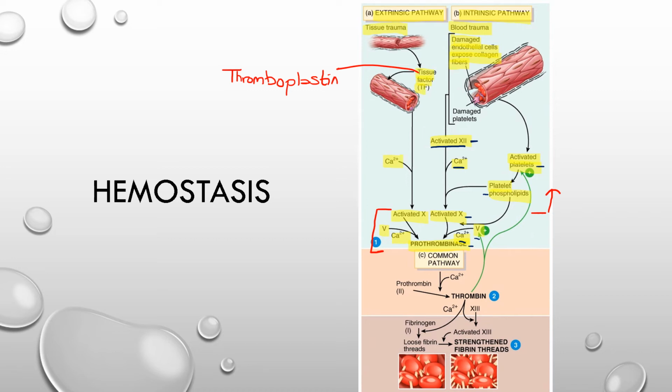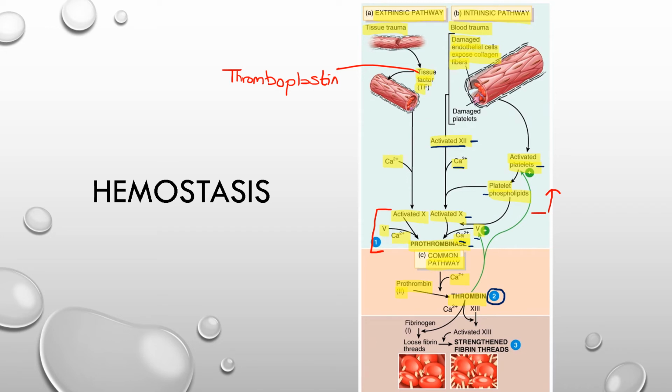Now, this formation of prothrombinase marks the beginning of the common pathway down here. In this second stage of blood clotting, prothrombinase and calcium ions will catalyze the conversion of prothrombin into thrombin. So this is our stage 2 of blood clotting. Prothrombin is also known as clotting factor 2.